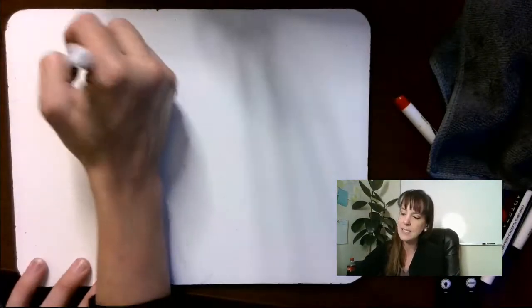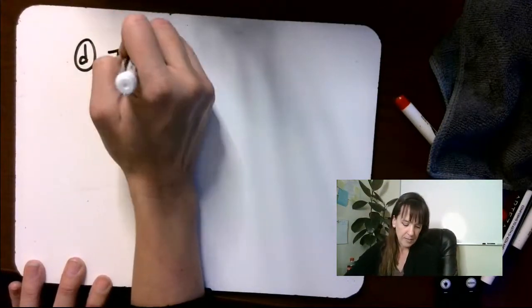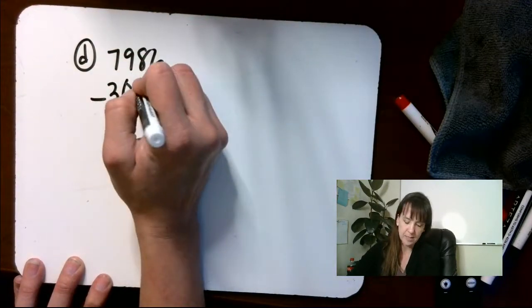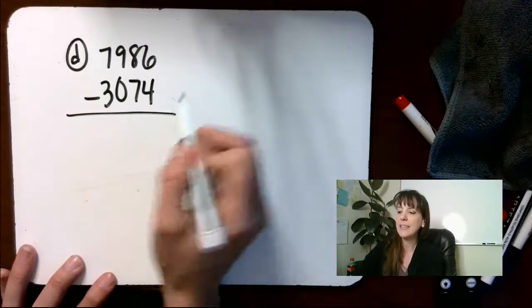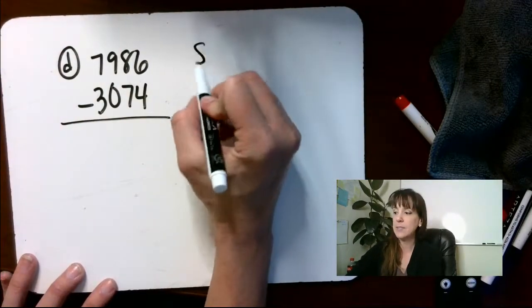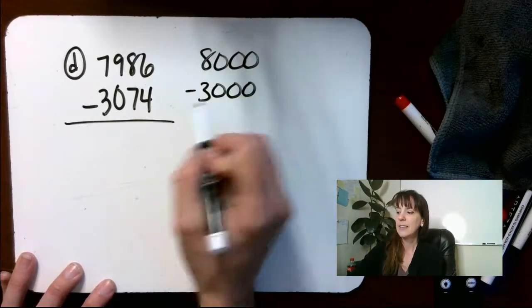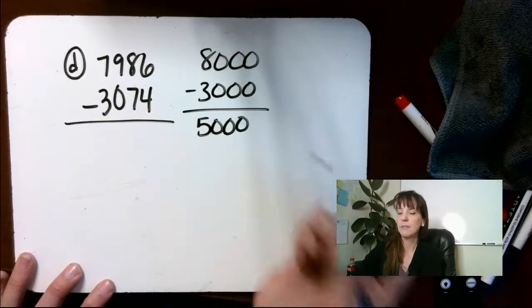All right, so now we're gonna go back to our whiteboard here. We've got D, estimate each answer. 7,986 minus 3,074. So looking at this, I'm gonna round this guy up to 8,000. I'm gonna round this guy down to 3,000, right? That I'm gonna estimate to be 5,000.